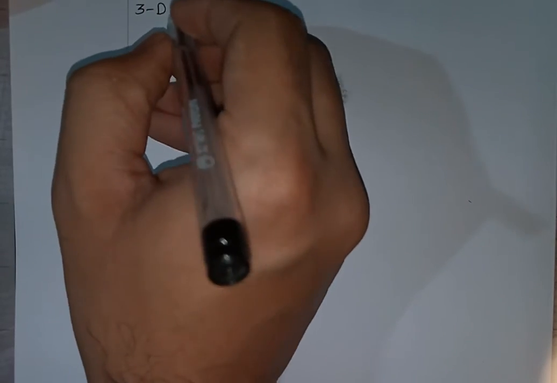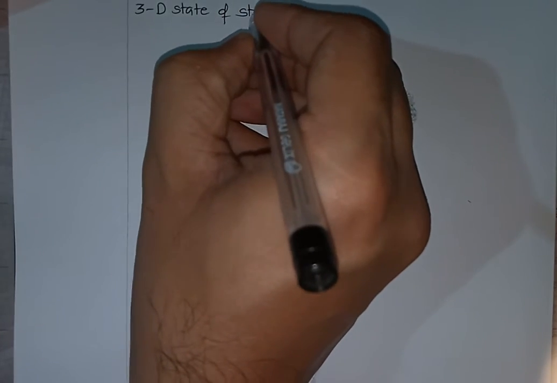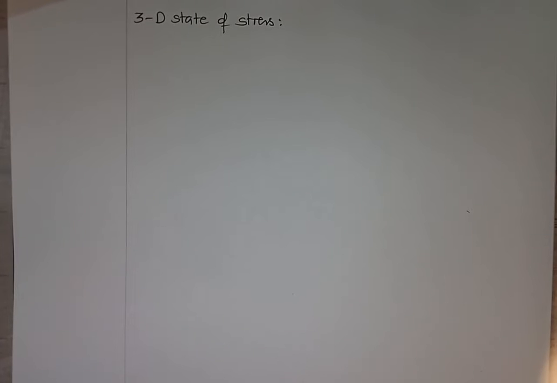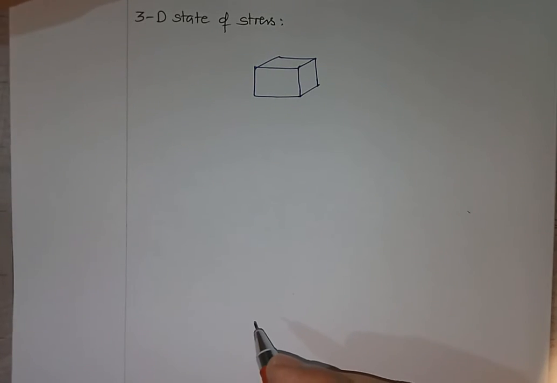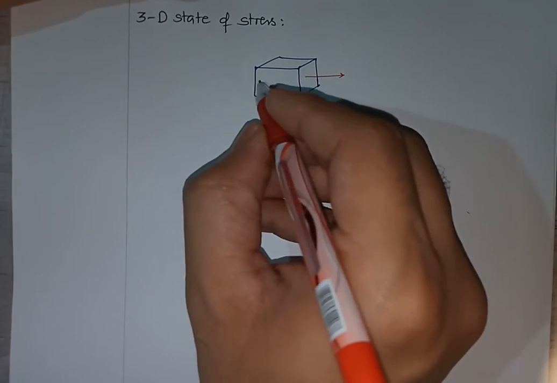So let me start with three-dimensional state of stress. Three-dimensional state of stress. Right? Now, in order to define a three-dimensional state of stress, let me consider a three-dimensional element. Then I need to load it in all the three directions.